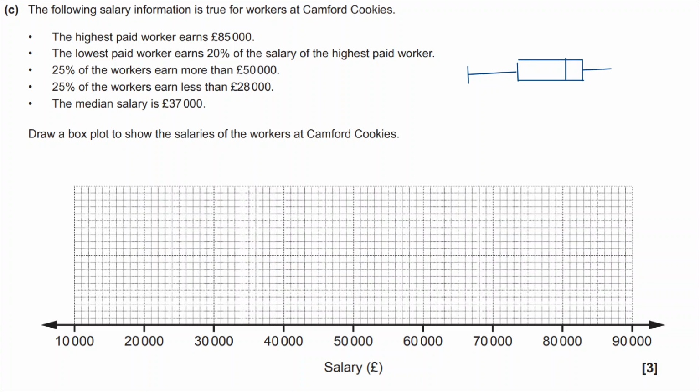Now, basically, it's saying that the highest paid worker is 85 grand, so that must be this value up here. This is the biggest number, which is 85,000. The lowest paid worker earns 20% of the highest paid worker, so to get 20% of that, you can do 20% as a decimal, which is 0.2, timesing it by 85,000, that is going to give you whatever it gives you.